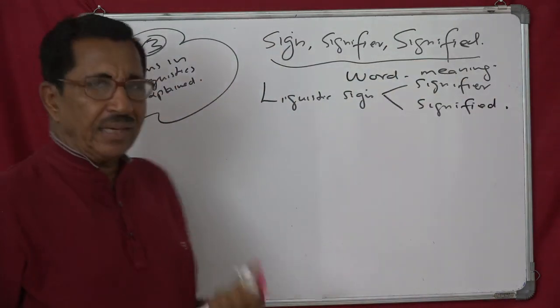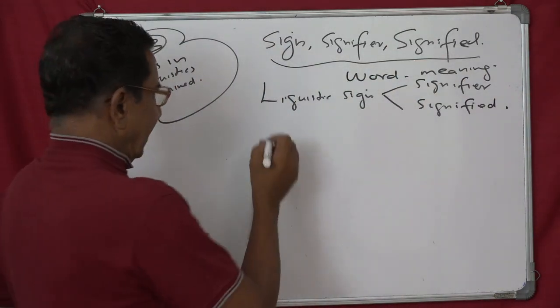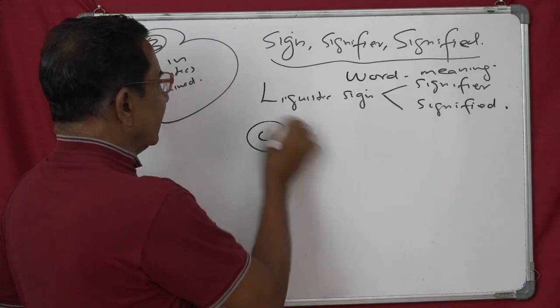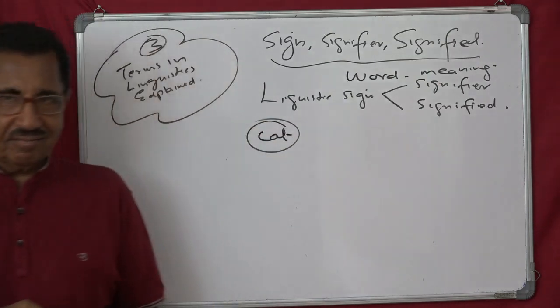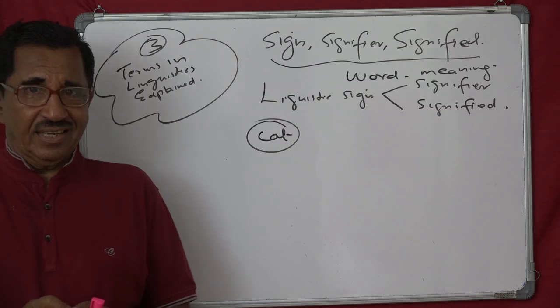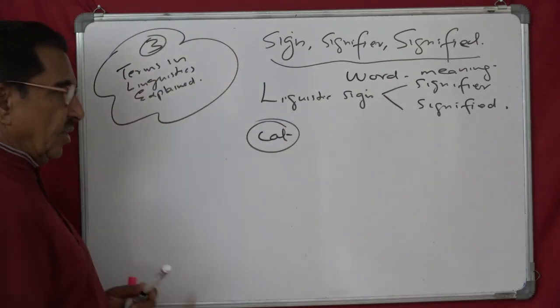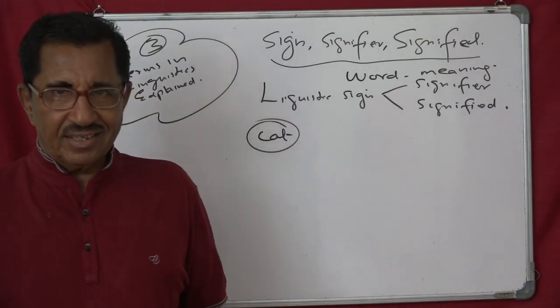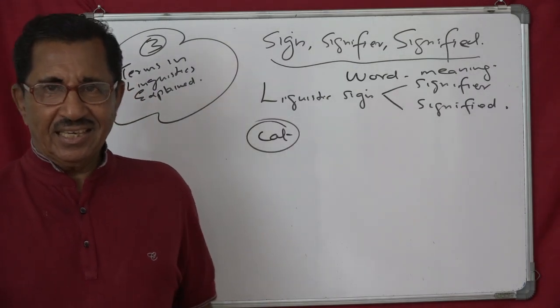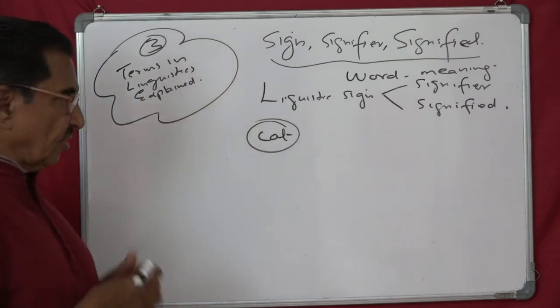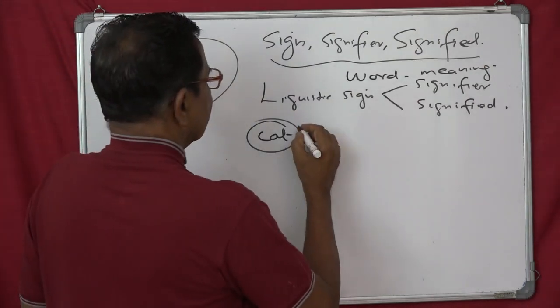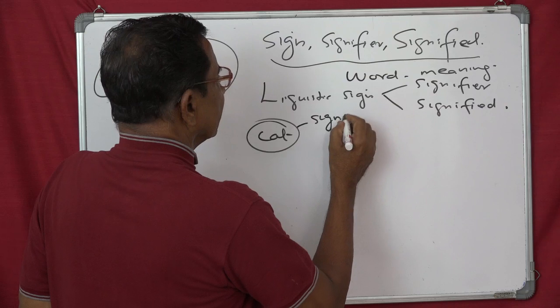Signifier is the spelling, simple language. So C-A-T, this is the signifier. It has no meaning unless you give it meaning, unless you give signified to this. So he said C-A-T is only spelling, it's just a sign, and you call that a signifier. Anything that signifies is a signifier.